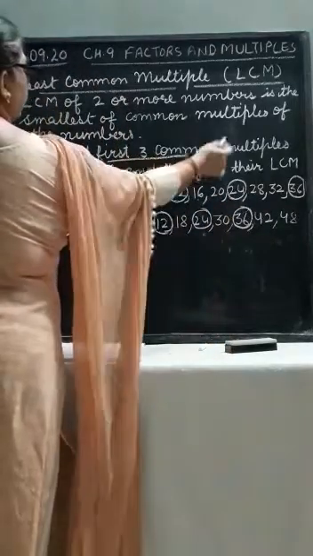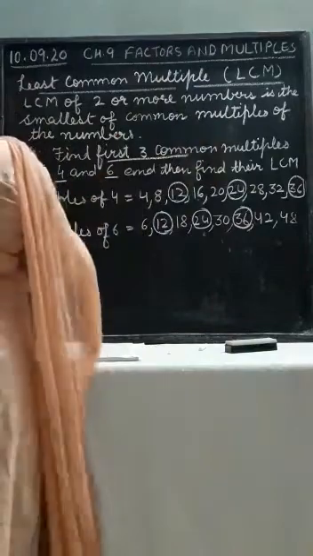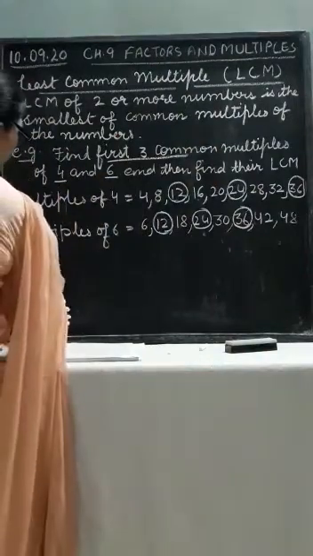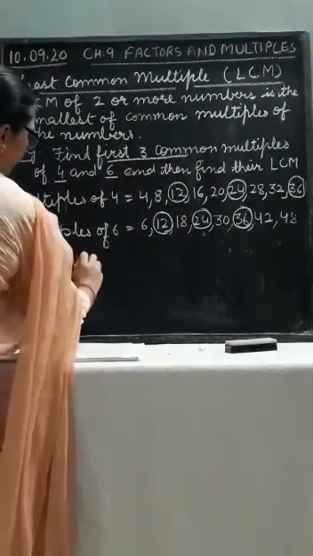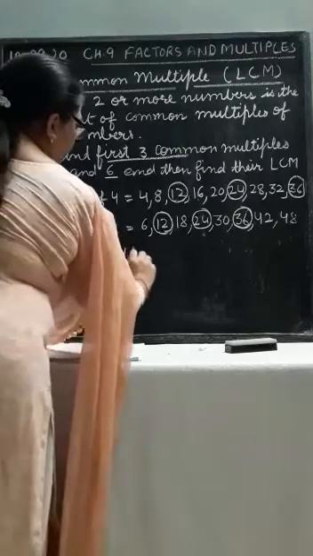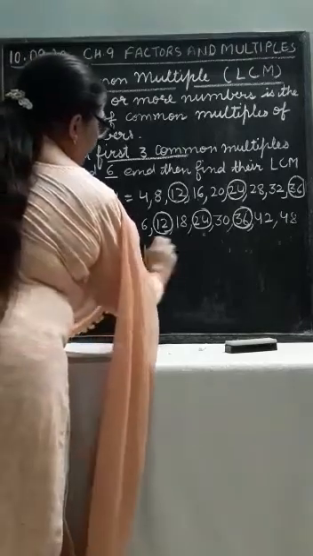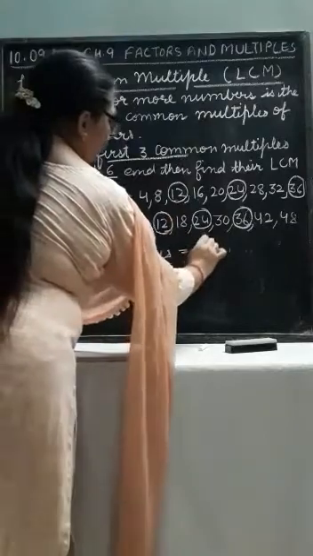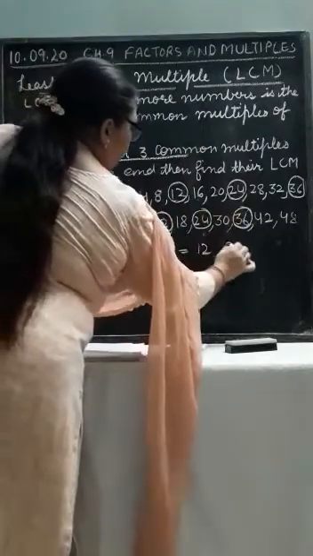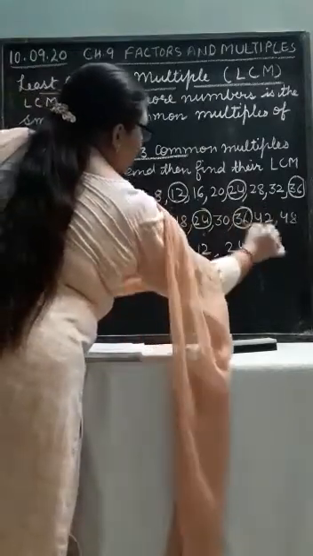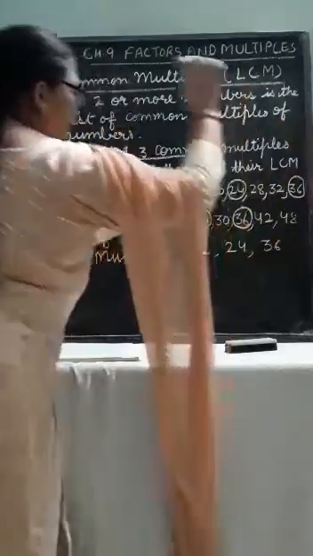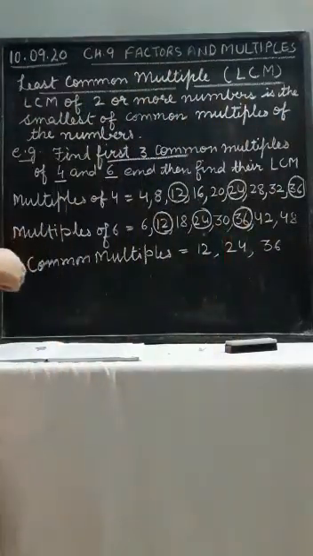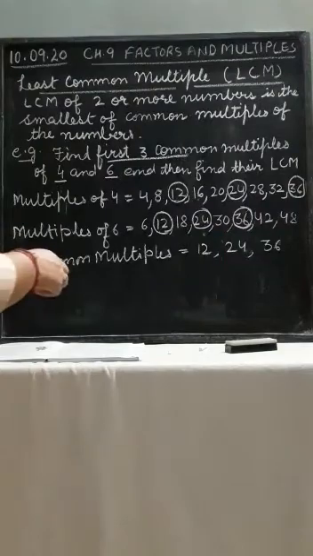Find first three common multiples of 4 and 6. So, common multiples will be 12, 24, 36 and so on. We can find out infinite multiples.